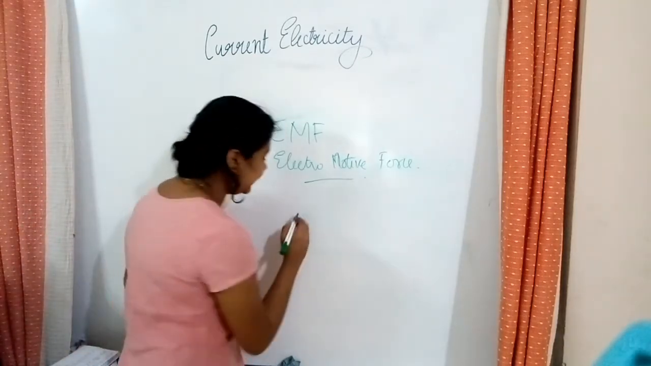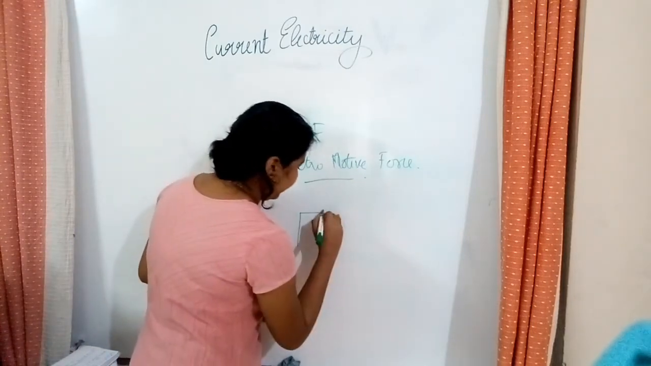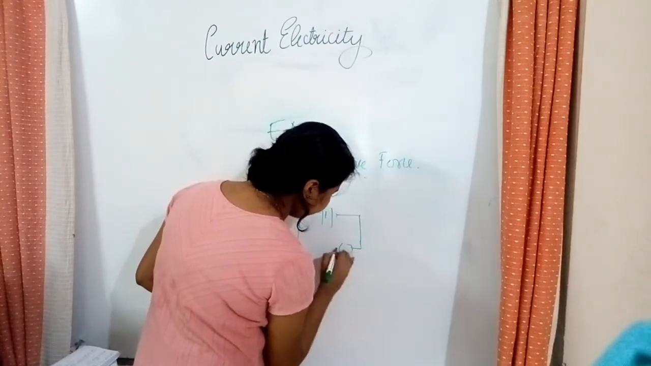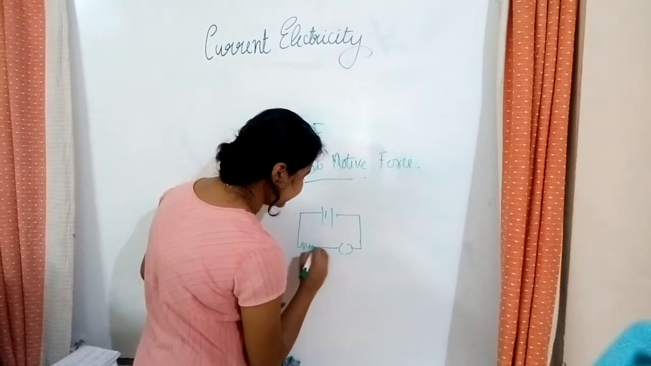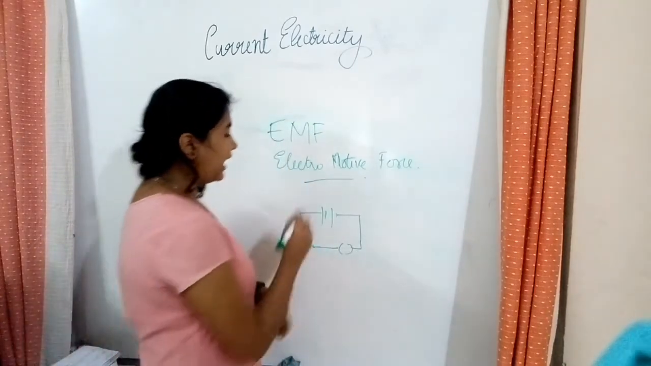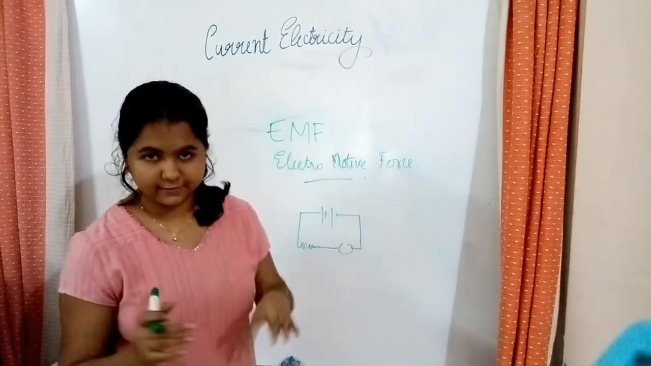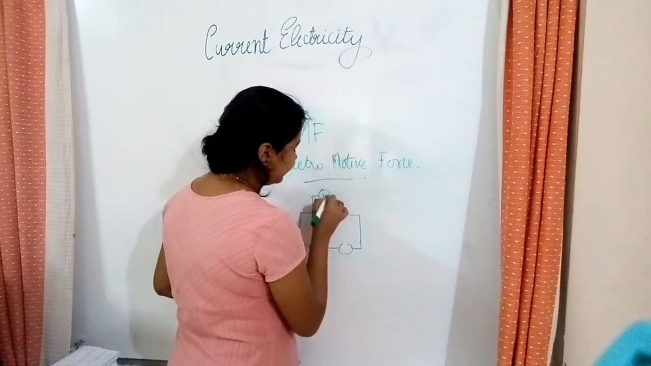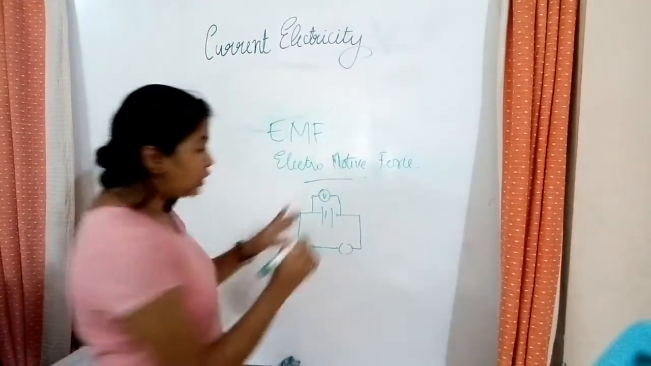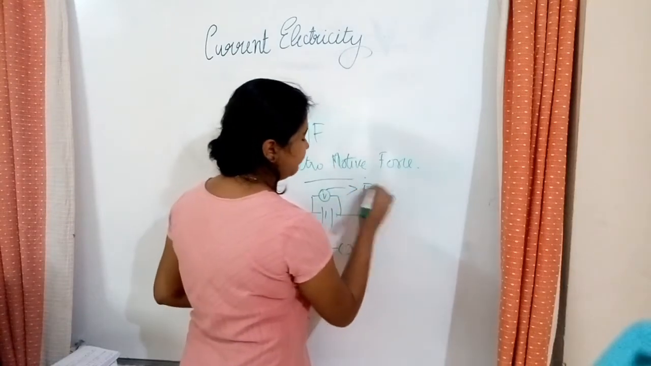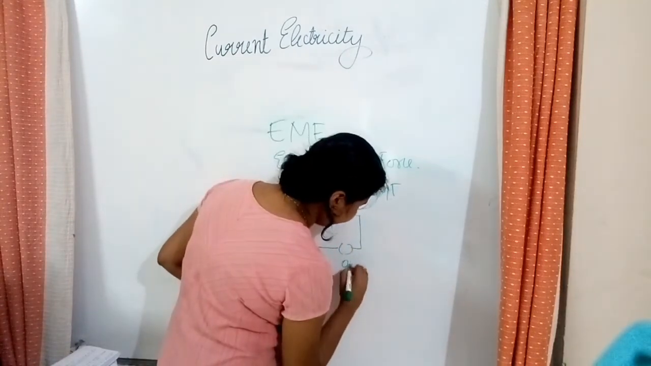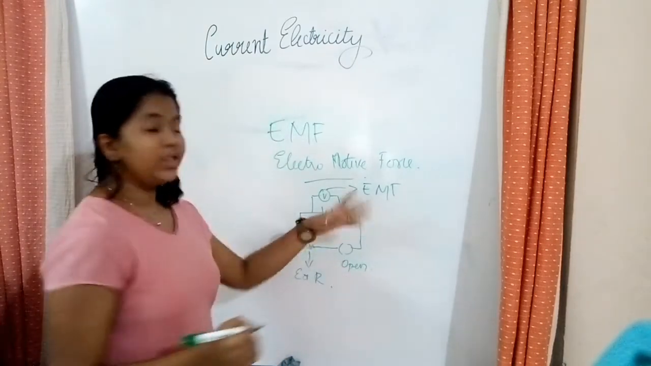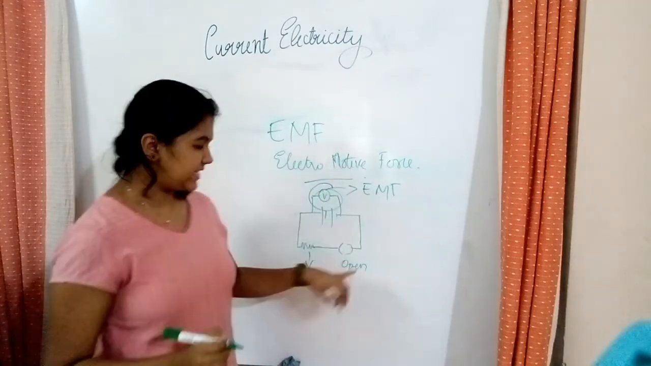Okay? So let's draw a typical circuit. This is our battery. This is our key. Let's say over here we have an external resistance. Now I told you there is a maximum potential difference across a cell when the key is open. So the key is open right now, and this is the voltmeter. The voltmeter reading over here is the EMF. So the EMF is the voltmeter reading when the key is open.